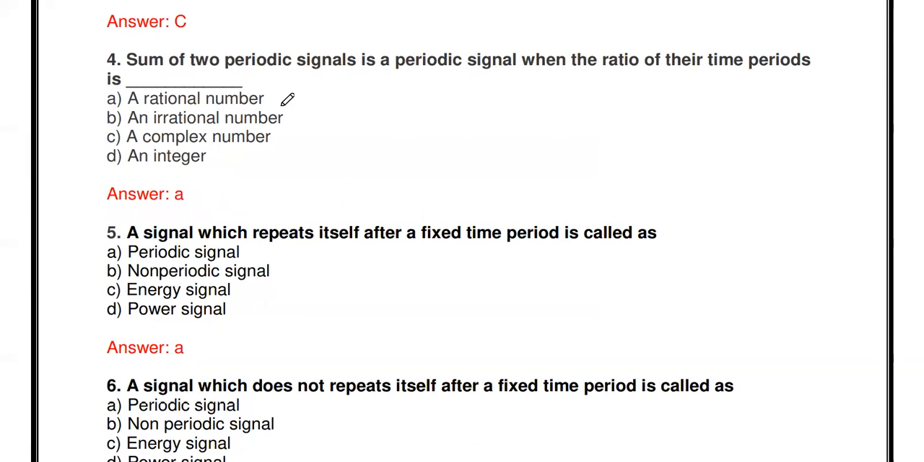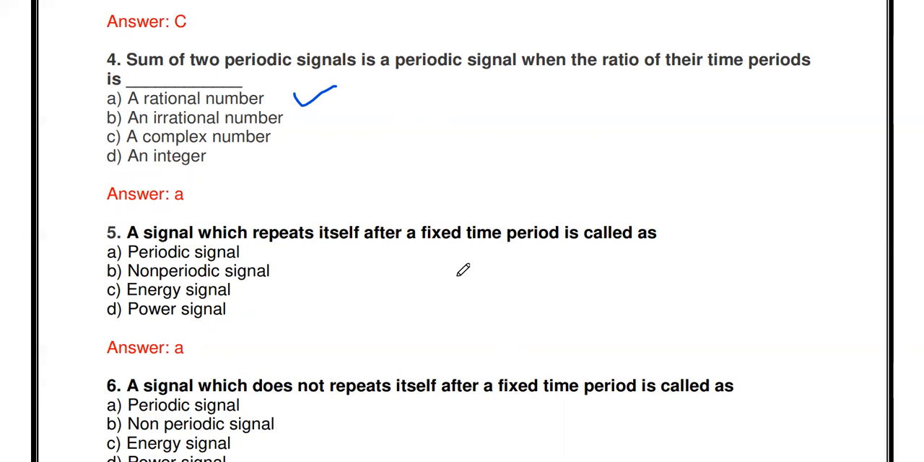Then the next question: the sum of two periodic signals is a periodic signal when the ratio of their time periods is dash. What they are asking is that the signal x of t consists of two signals, x1 of t and x2 of t. The sum of two periodic signals is a periodic signal when the ratio of their time periods, T1 by T2, is dash. It is a rational number, irrational number, complex number, or integer? Rational number.